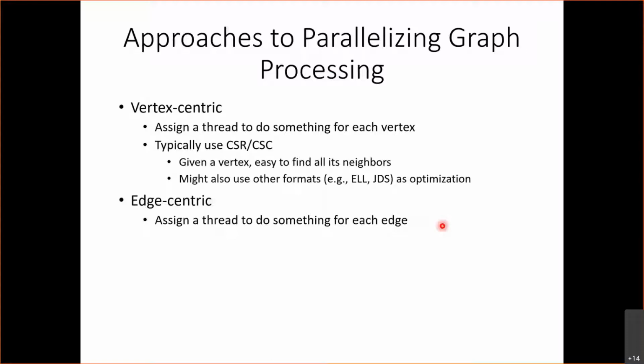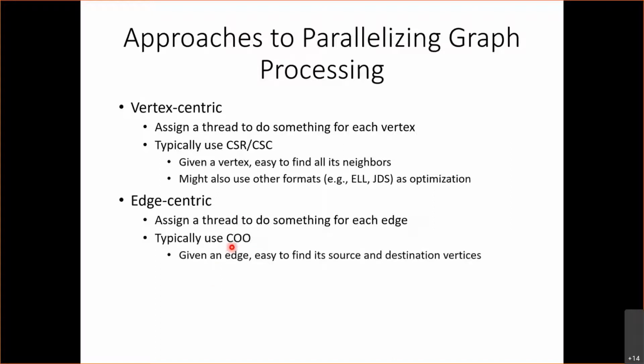So in this case, if I'm going for an edge-centric parallelization, what format would I probably want to use? COO or CSR? Right, COO. So here I would typically want to use COO. Why? Because COO, in sparse matrices, helps me with, given a non-zero, find its row and column index. And in graphs, what that's equivalent to is, given an edge, COO makes it easy to find the source and the destination vertices of that edge.